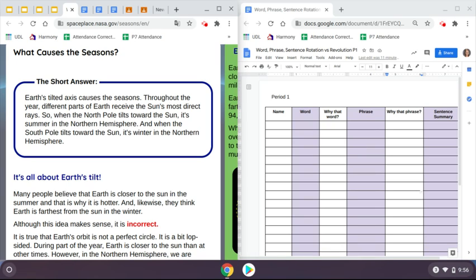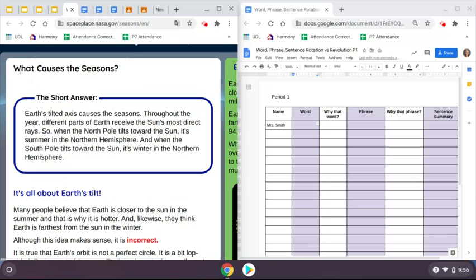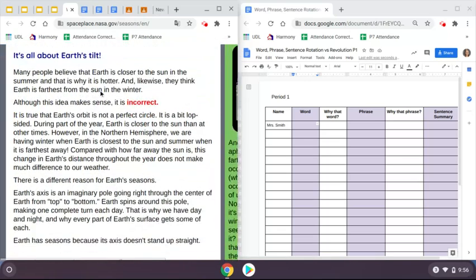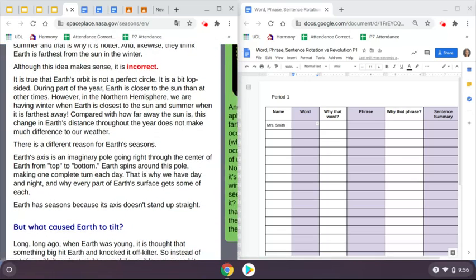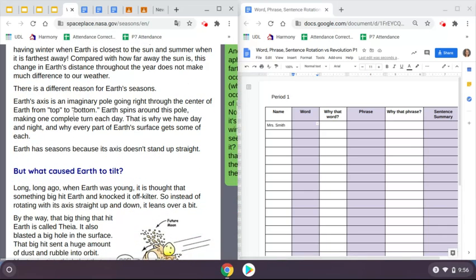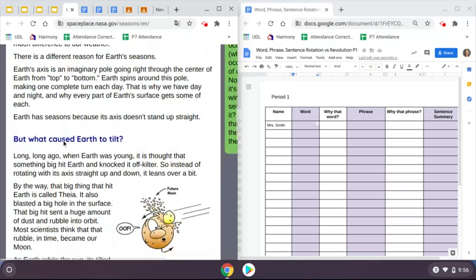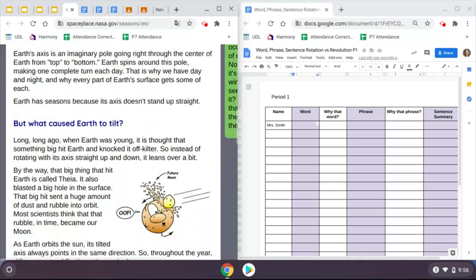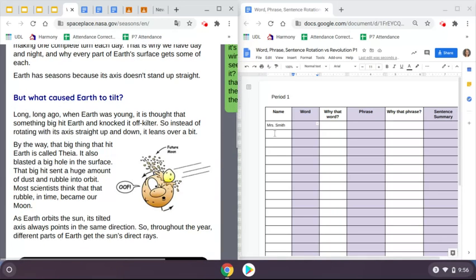For the word, phrase, sentence activity, what you're going to do is open your document and type your name. Then you're going to go back to your reading. Read through the assignment and find one word that you feel like stands out, a word that you don't know, or a word that you think helps to summarize what we're talking about.